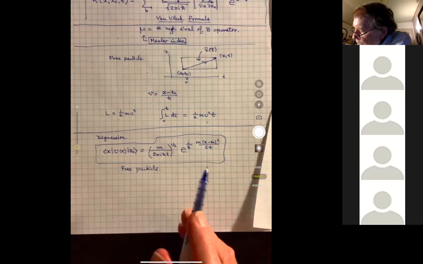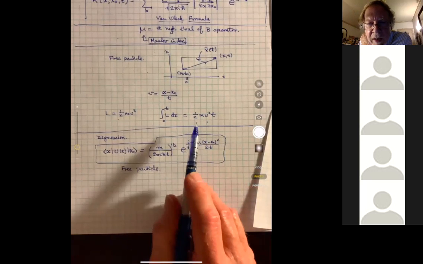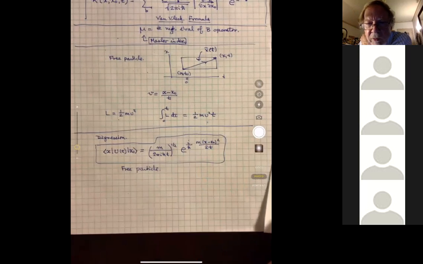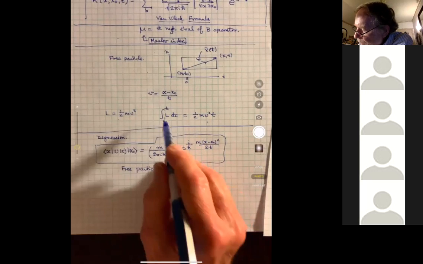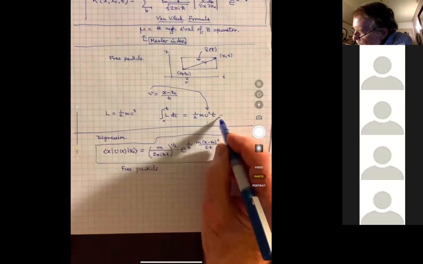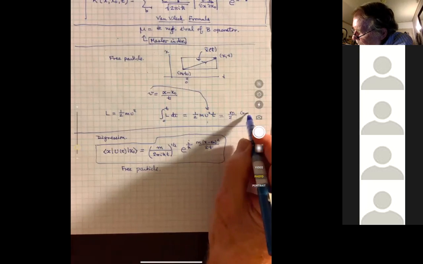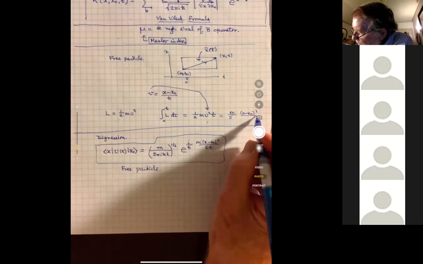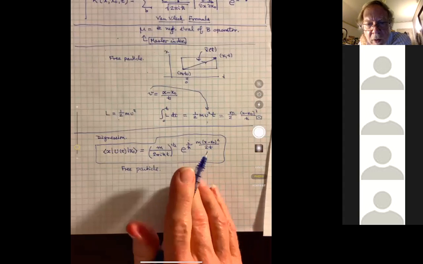One of the ways I remember it is that the exponent here is actually the classical action. You see, it's the integral of 1/2 m v squared dt, but v is x minus x0 over t. And if I plug this in, this turns into m over 2, x minus x0 quantity squared divided by the time, which is precisely the exponent that appeared here from the quantum calculation.